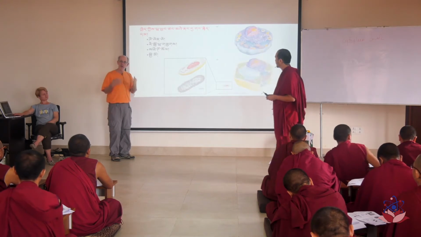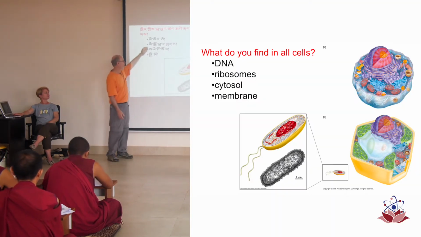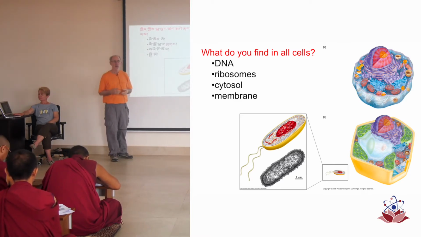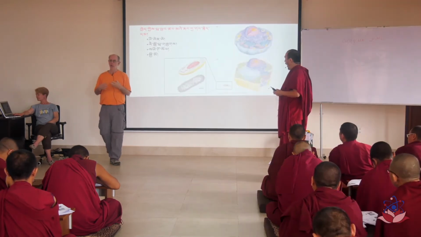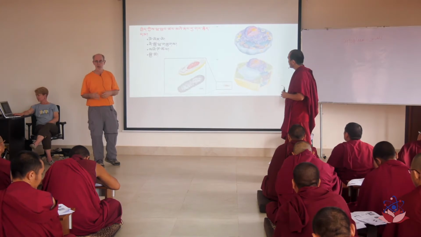And the things that are necessary to make DNA into protein are all there. So you have ribosomes, tRNA, all of that, all of those components are there in all cells, prokaryotes and eukaryotes.